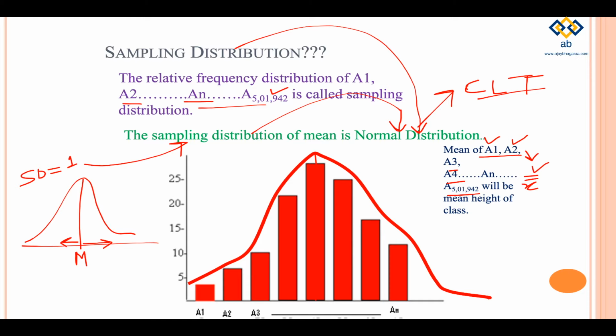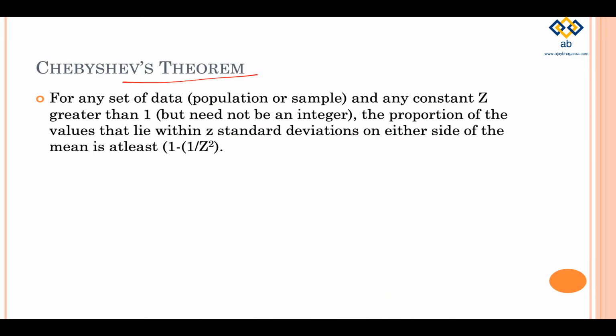And the mean of the sampling distribution is equal to the mean of the population, and the standard deviation is not equal to the standard deviation of the sampling distribution. What is the logic behind this? We have already looked at it.